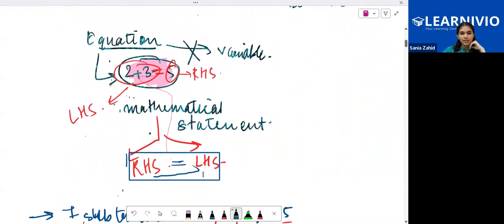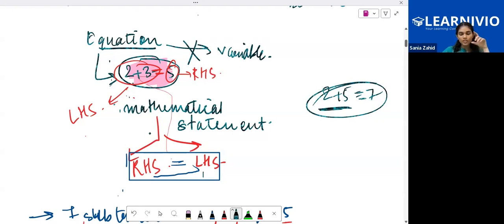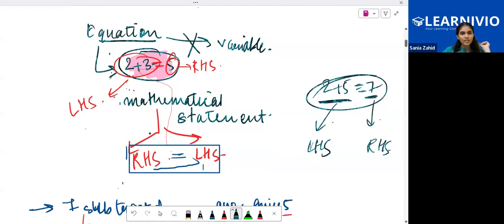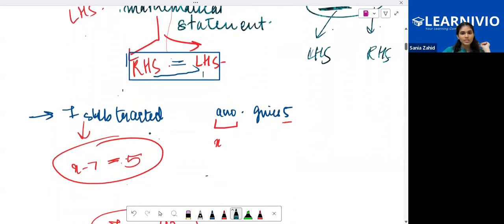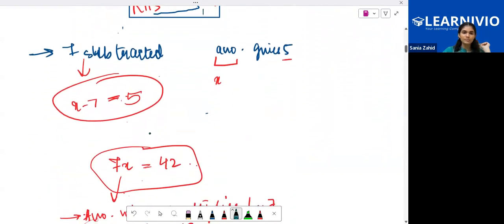Now, what is an equation? An equation is anything like 2 plus 5 is 7. So this is an equation, right? Any mathematical statement is referred to as an equation. An equation has two things: LHS and RHS. We have an equal to sign. The terms that lie to the left hand side of the equal to sign are referred to as LHS. The terms lying to the right hand side are known as RHS. In a mathematical equation, the LHS must be equal to RHS.